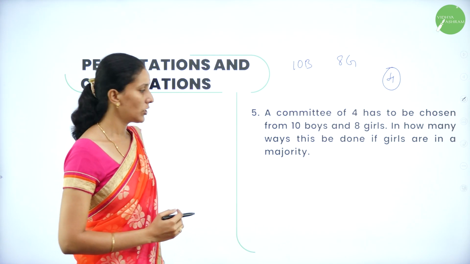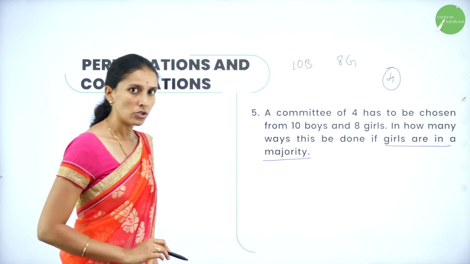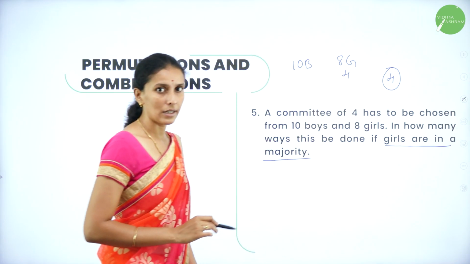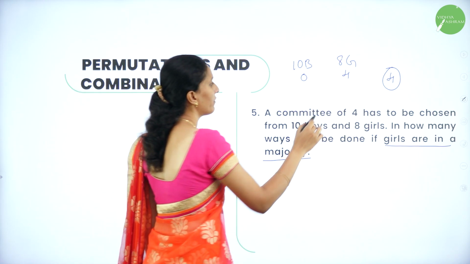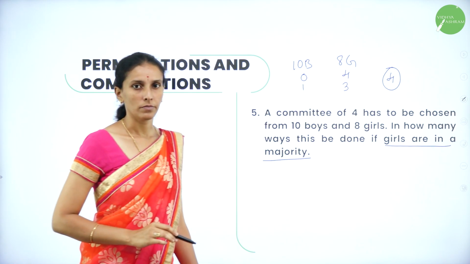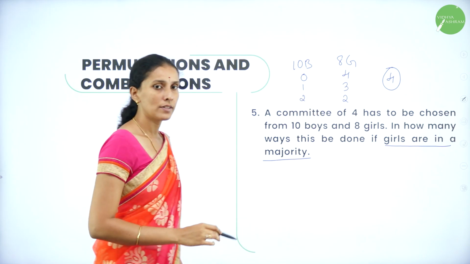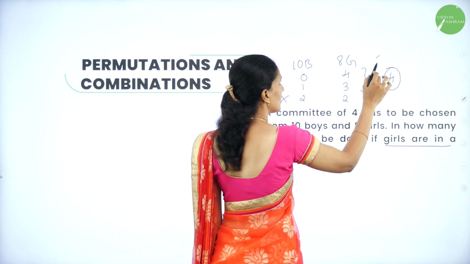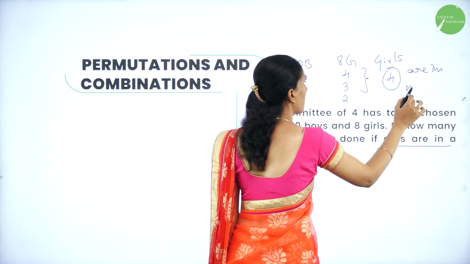But we have a condition here that girls are in a majority. Girls in a majority means, suppose I choose all the members of the committee as girls, then no boys can be chosen. And suppose I choose 3 girls, then 1 boy can be chosen. If I take 2 boys, that is not possible. What is my question? Girls are in majority.